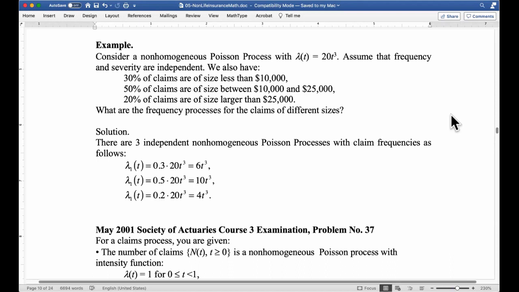We also have 30% of claims of size less than 10,000, 50% of claims of size between 10,000 and 25,000, and 20% of claims of size larger than 25,000. What are the frequency processes for the claims of different sizes? So these are 3 independent non-homogeneous Poisson processes because the severity of claims is independent of frequency. And the claim intensities are 30% of 20t cubed, that's 6t cubed, 50% of 20t cubed, that's 10t cubed, and 20% of 20t cubed, that's 4t cubed.